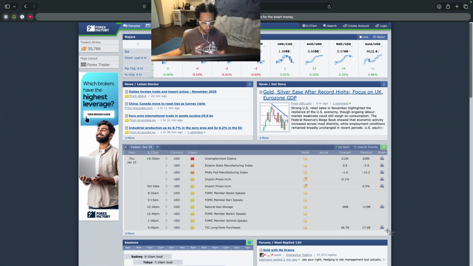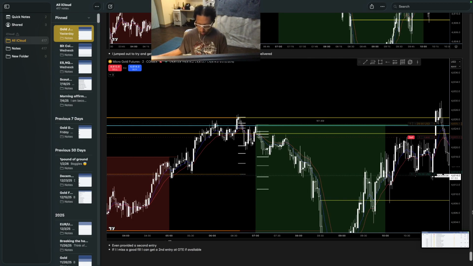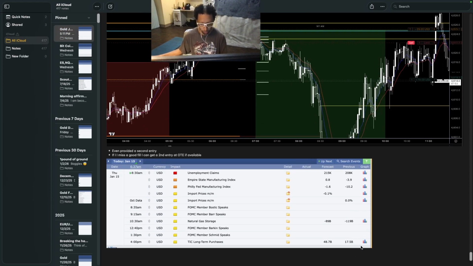So first thing, this is just the news. Yesterday we had unemployment claims at 8:30, red folder, and we had Empire State Manufacturing Index. You can see that Philly Fed Manufacturing 7:30. Either way, a red folder and two orange folders coming out at 8:30. So we should know not to trade until after those are posted or way before those are posted.